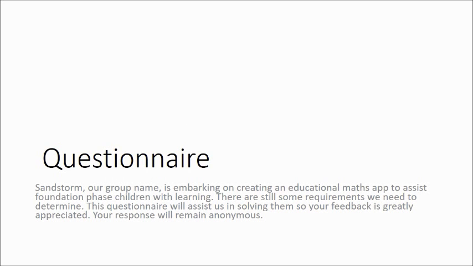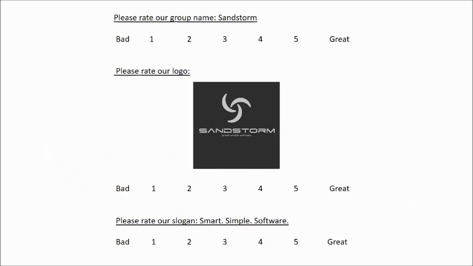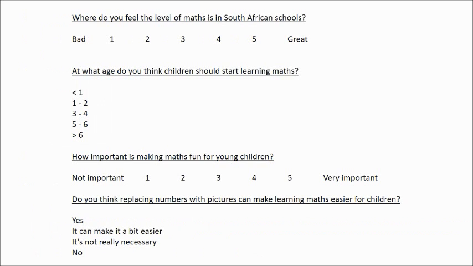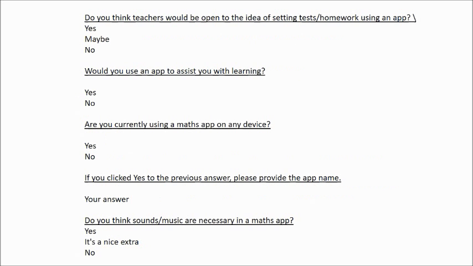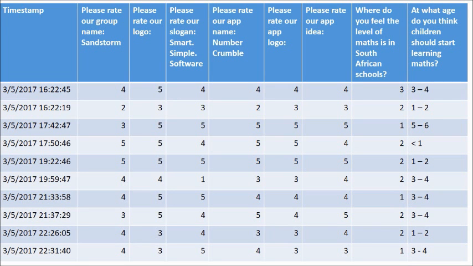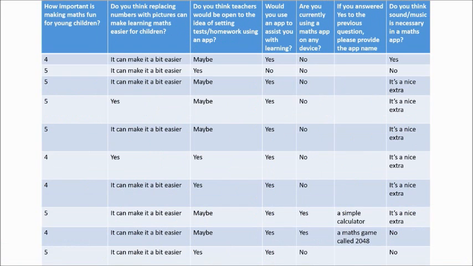These following slides will cover the questionnaire. The first two cover our group name and the logo, and then the second slide will cover the app name and the logo. The following three slides will cover the idea that we have for the app, which is maths: what the user thinks about the maths in our country, if they've ever used a similar app, or if they would use one in future. And then the last two slides are the responses to the questionnaire in the form of two tables.